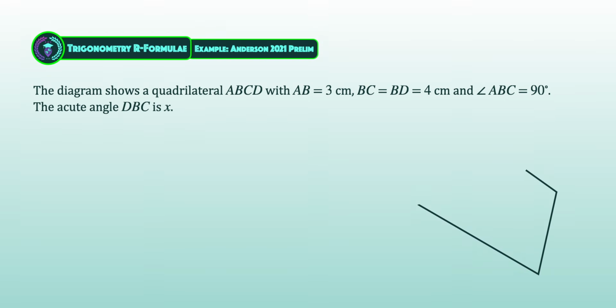The diagram on the right shows a four-sided figure ABCD, with AB equal to 3 cm, BC equal to BD at 4 cm, and angle ABC is a right angle. Angle DBC is X, an acute angle.